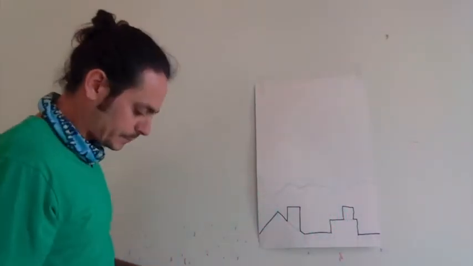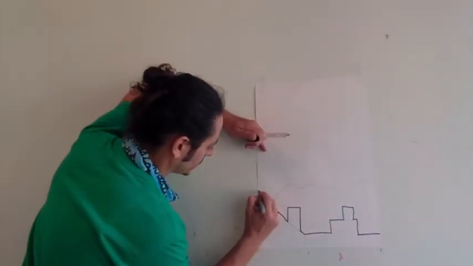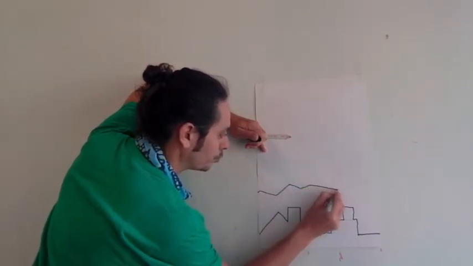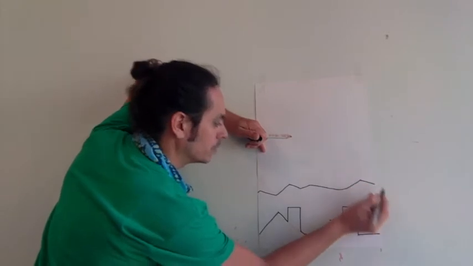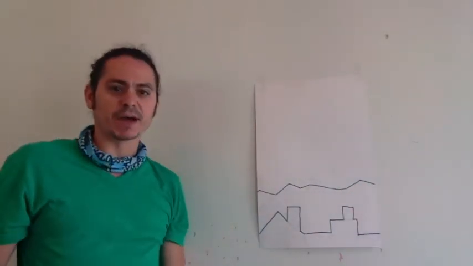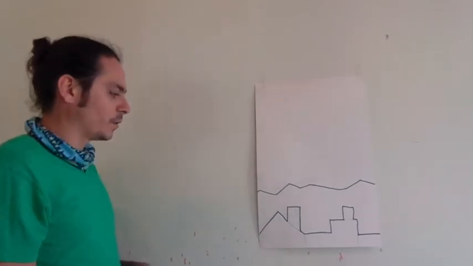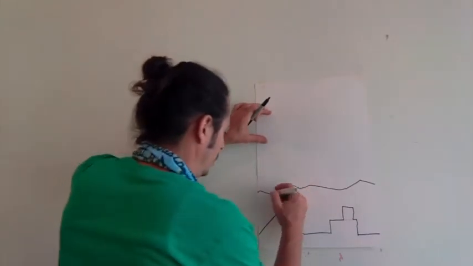Okay, here we go. I'll draw this again. All right, there you go. So that's not my best mountain range, but I'll try to do better next time. All right, now we're going to draw one more.